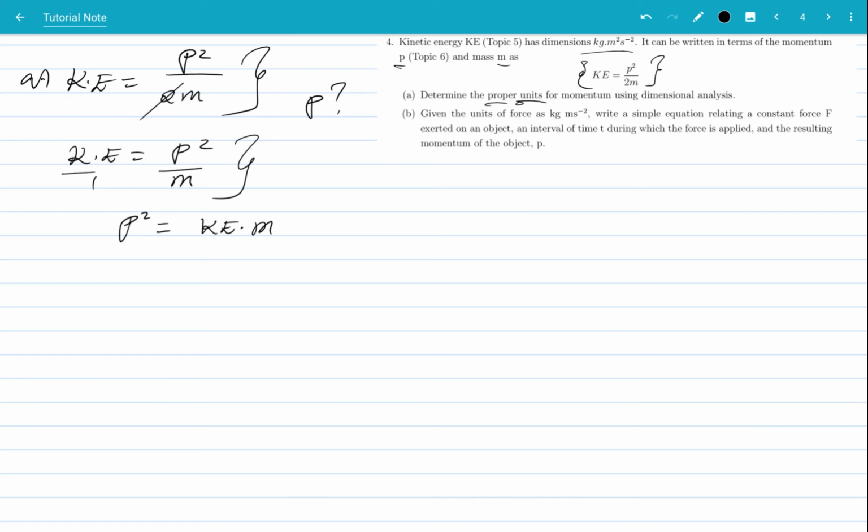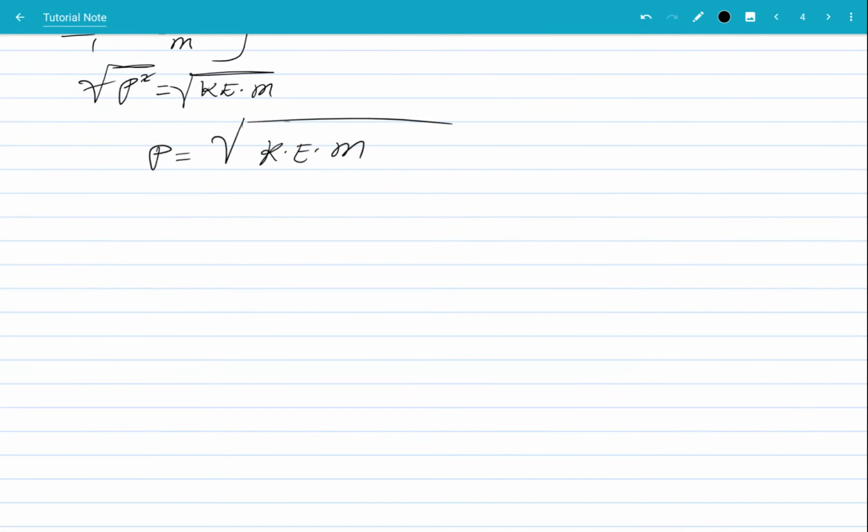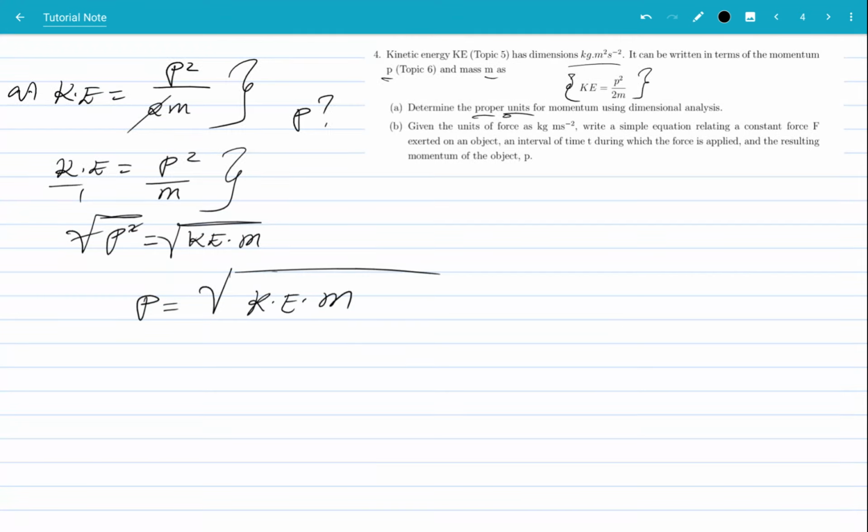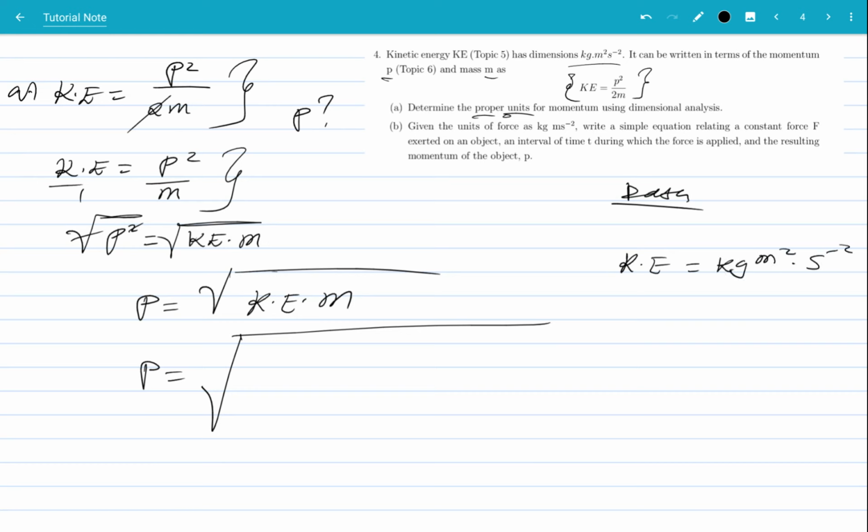So what should I do? I eliminate the squared by square rooting both sides. This goes with that, and I have P, which is the momentum, being equal to the root of kinetic energy by the mass. Now let's write the dimensions of these. From the question, if you remember, the kinetic energy has the dimensions kg m squared s to the minus 2.